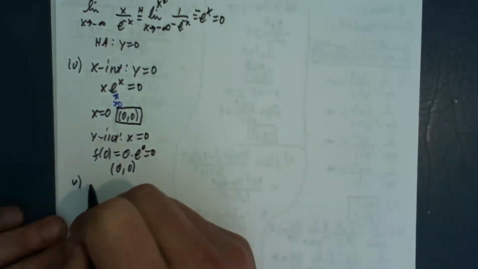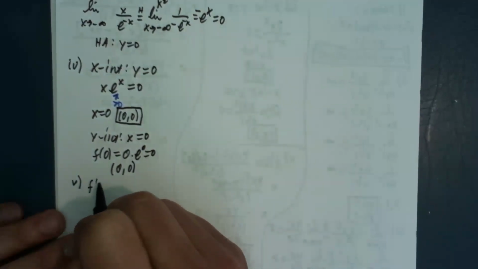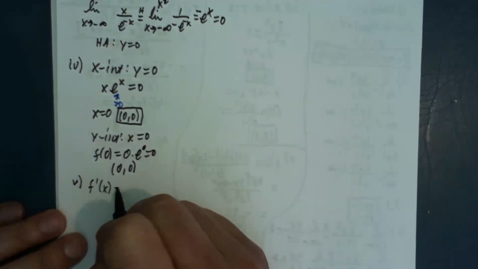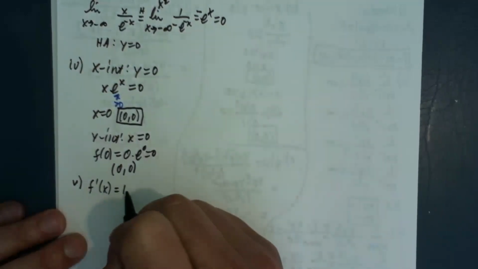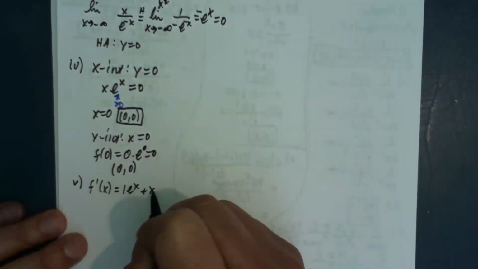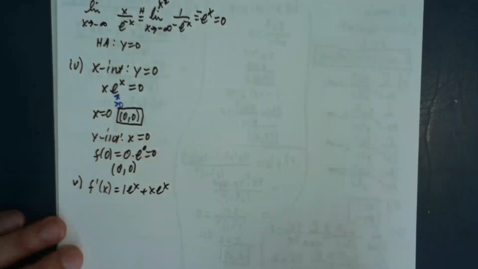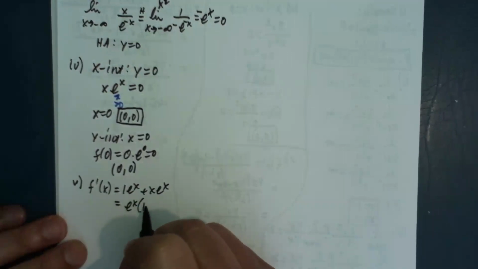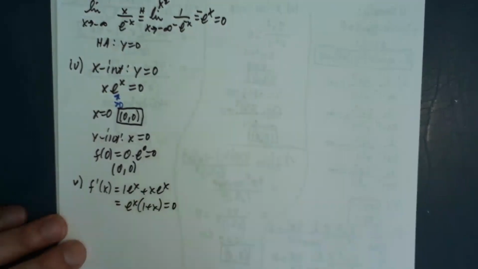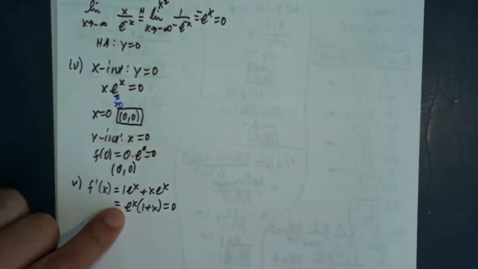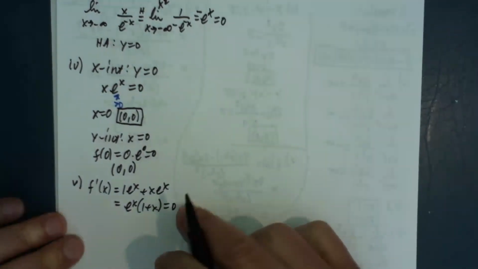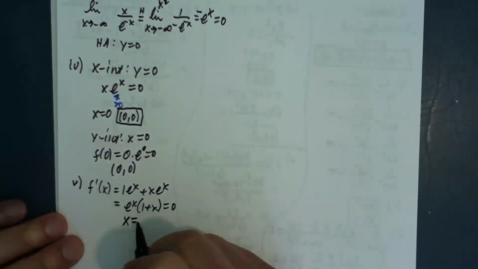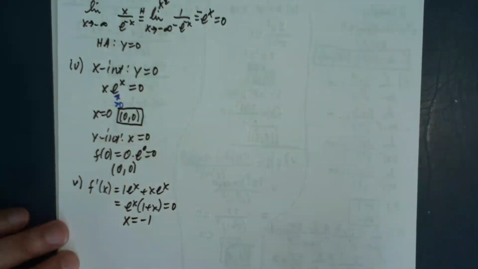We need to find the critical values. So we're going to find f prime of x. So that's going to be 1 times e to the x plus x e to the x. It's pretty easy. And I'm going to rewrite this like this, because we need to set it equal to 0. And again, remember, e to the x is always positive, so I can divide it out. And this is going to equal 0 when x equals negative 1. So here is our critical value.